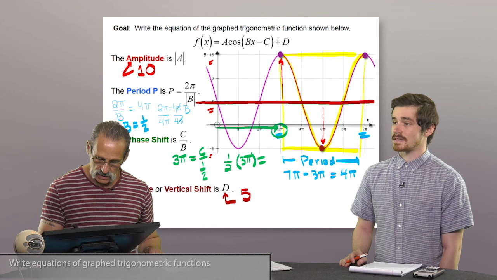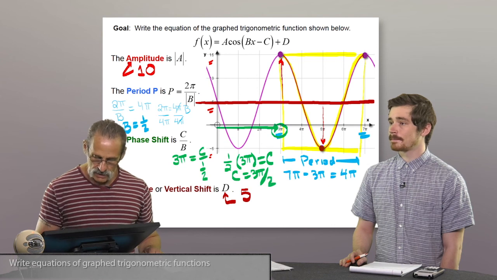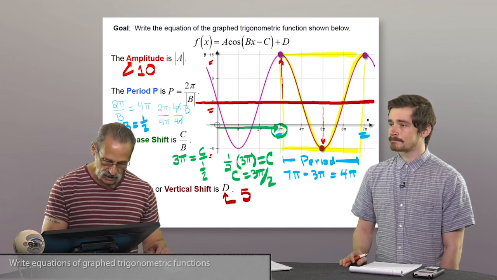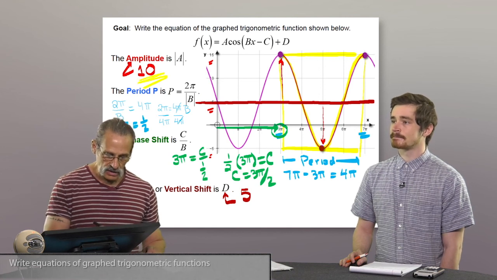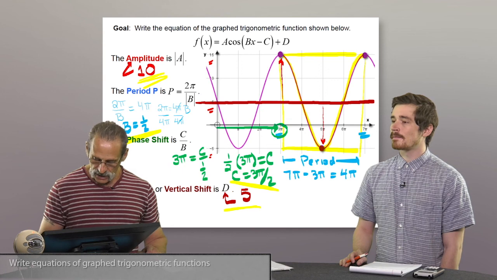Is equal to? To C. So I know what C is. C is 3 pi over 2. Beautiful job. So it looks like I have all the information that I need. To make sure we're saying the same thing: A is 10, B is 1/2, C is 3 pi over 2, and D is 5.